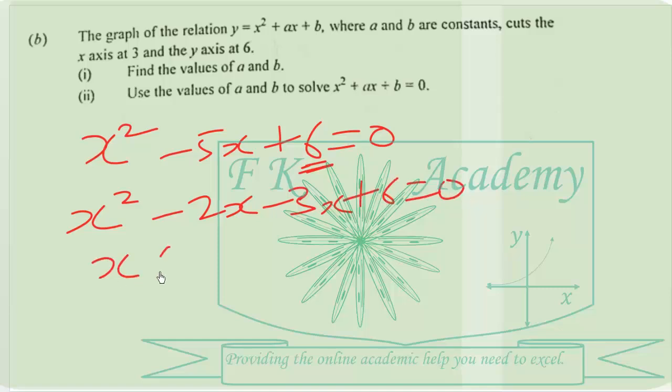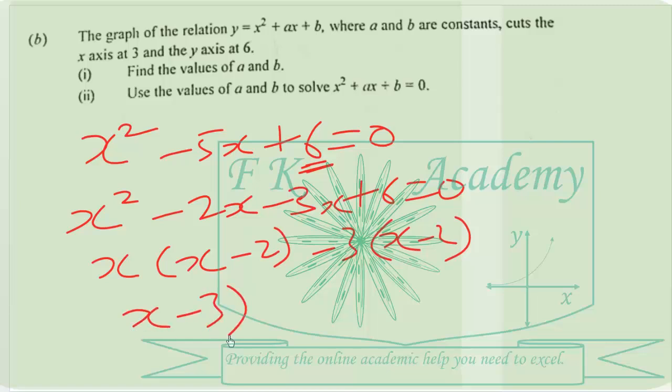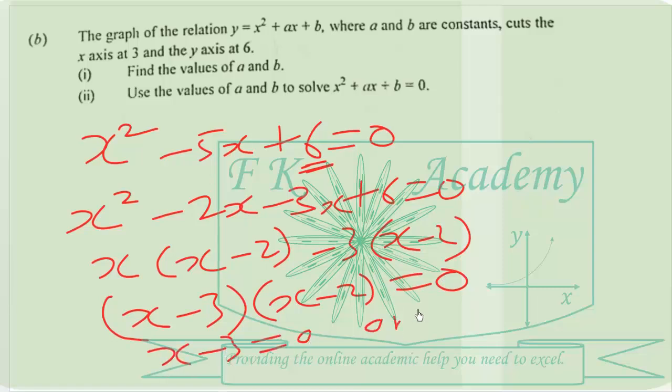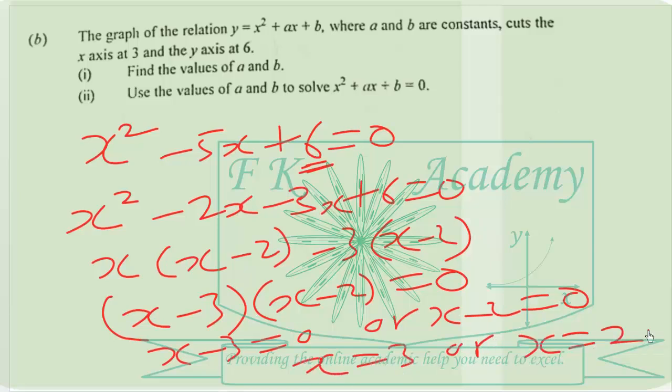So we can factor x out and factor 3 out here. So we get x minus 3, x minus 2 equals 0. So either x minus 3 equals 0 or x minus 2 equals 0, which will give us x equals 3 or x equals 2. So these are the values of x that satisfy the equation given to us.